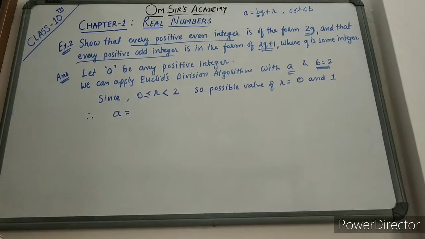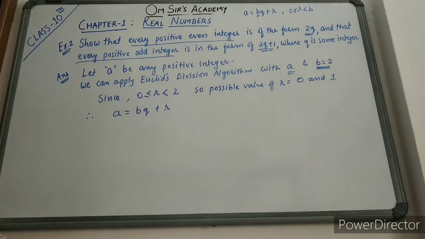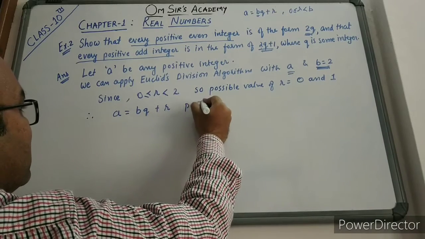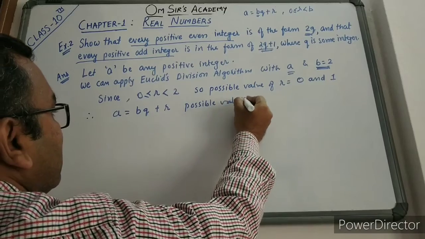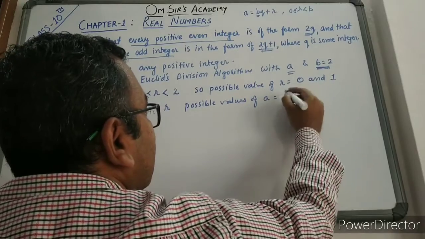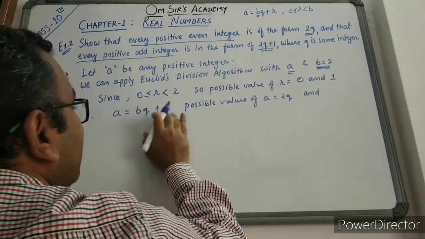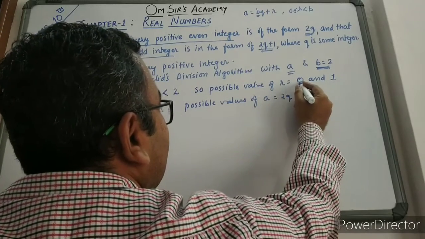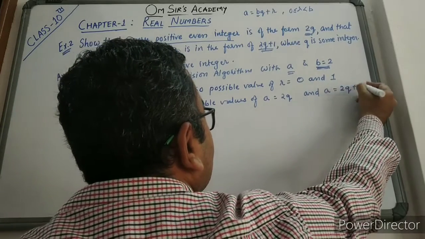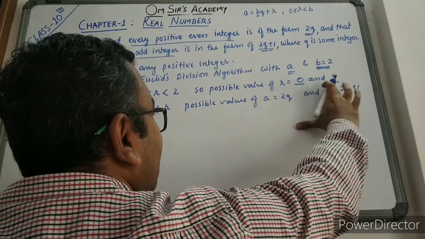Let us take a equals bq plus r. If we take a equals bq plus r, then my possible values of a will be a equals bq, so what is my b? 2q, and bq plus r. So 2q plus 0, which is 2q, I can take first, and in the other case I will take 2q plus 1, because my r has two values over here. One remainder is 0 and the other is 1.